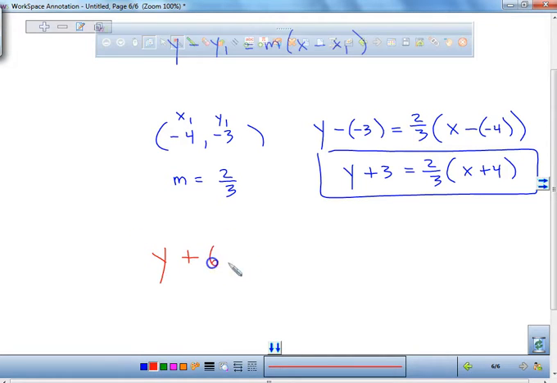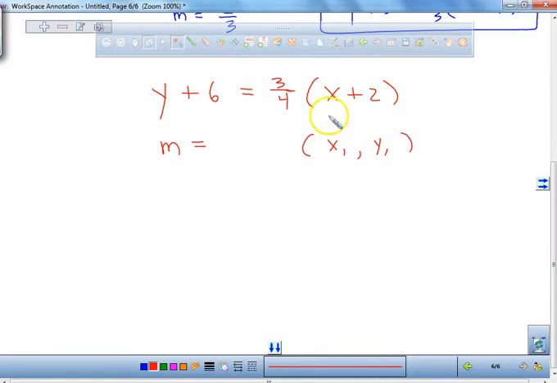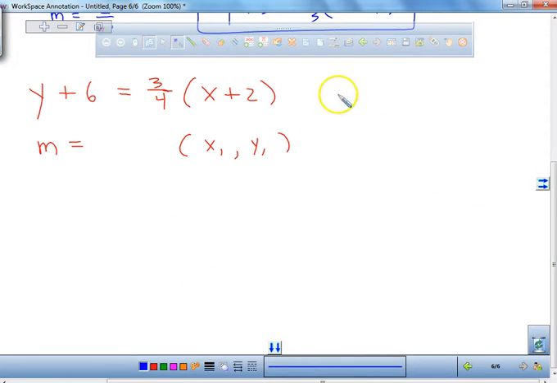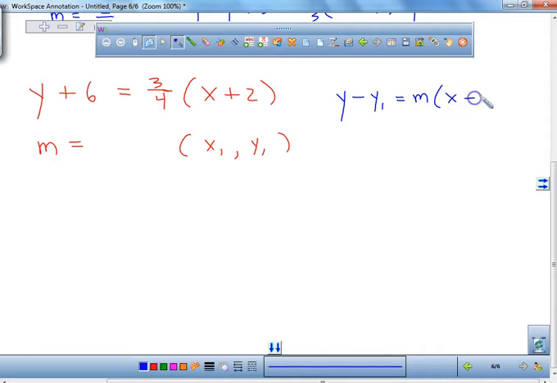y plus 6 equals 3/4 (x plus 2). I want to know the slope, and I want to know what is the x coordinate and the y coordinate that this line passes through. So there it is. And I'll write over here what point slope form looks like one more time. y minus y1 equals m in parentheses x minus x1. So there you go. I'm going to pause the video, see if you can write it down, and we'll check.